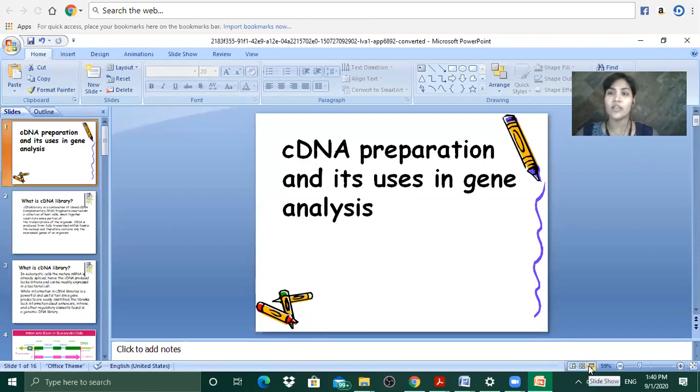So maybe we are not learning it in very detail as that biotech student or MSc biotech or MSc microbiology students might learn, but this is just to give you an idea about what all techniques and how far the molecular biology has reached. So even if you think of taking up any molecular biology sector jobs after your MSc, you should be prepared for the same. Okay. So the next topic is cDNA preparation and its uses in the gene analysis.